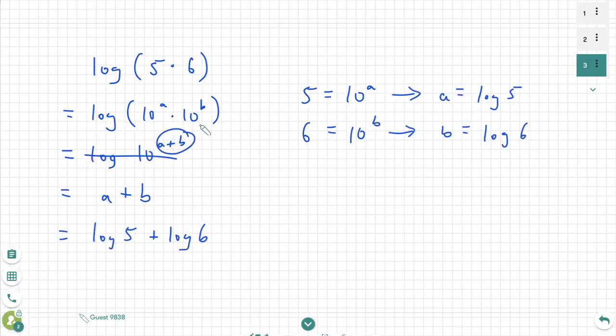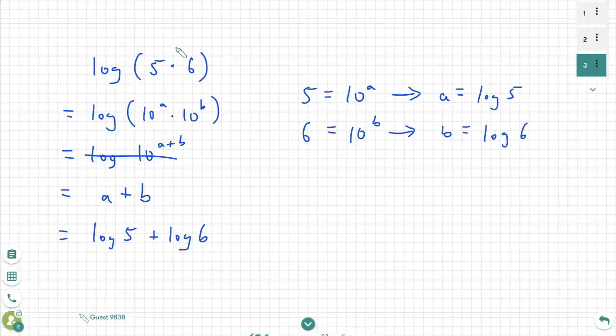And the reason that we wanted base 10 is then we can cross out the log. So the result of this is just a plus b. Then you have to go back and realize, what did we define a and b as? Well, a is the exponent that you raise 10 to get to 5. b is the exponent that you raise 10 to get to 6. We can rewrite those in log form, and then that just becomes log 5 plus log 6.